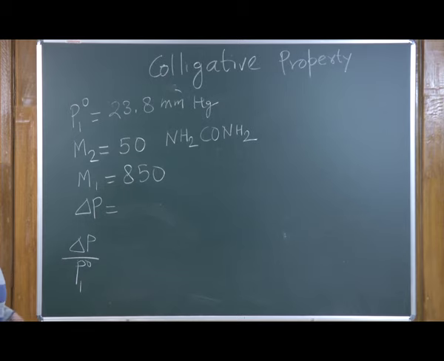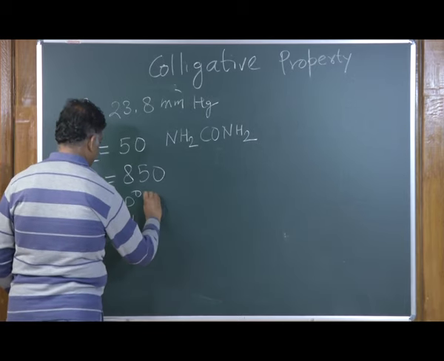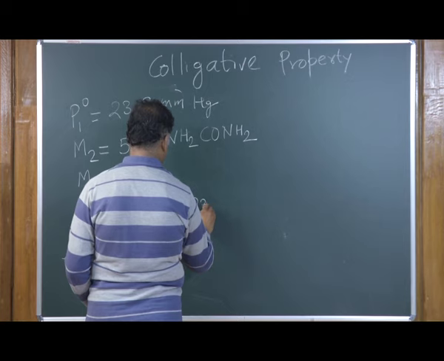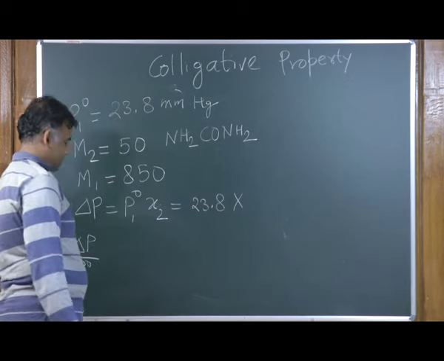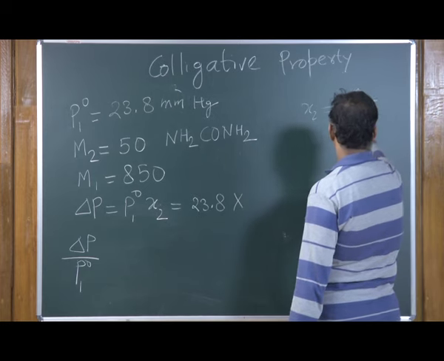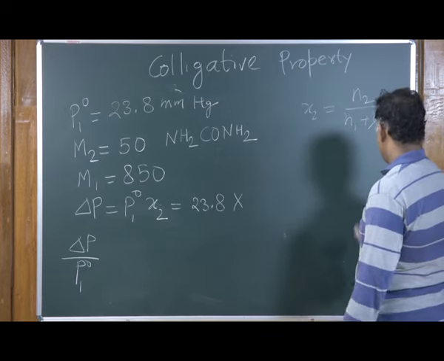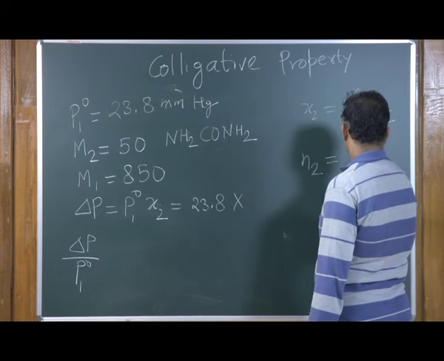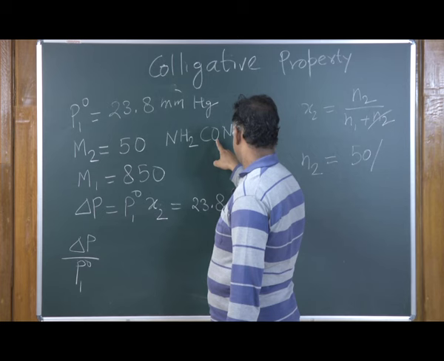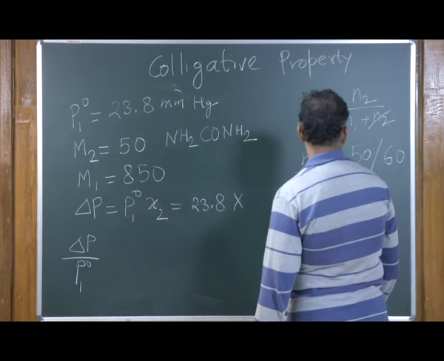So, we are going to use the formula which we have discussed. Delta P is going to be P1 0 times x2. Okay, so P1 0 is given. So, that is 23.8 into x2, mole fraction for solute. So, mole fraction x2 is n2 divided by n1 plus n2, and we can ignore n2 with respect to n1, that we can see in a minute. So, n2 is going to be 50 gram divided by molecular weight. So, that is 14, 16, 32, 48, 12, 60. 60.